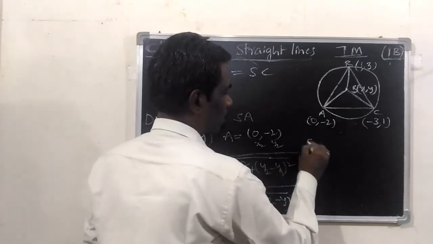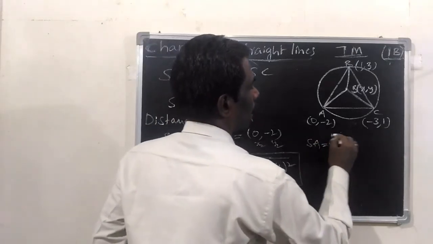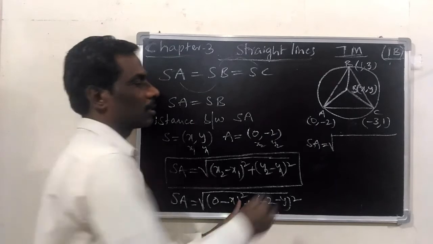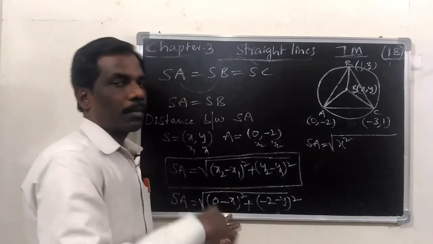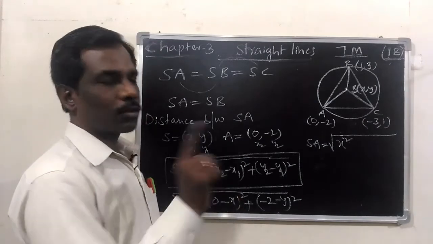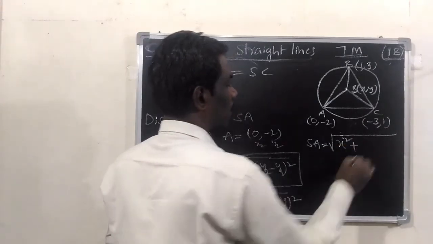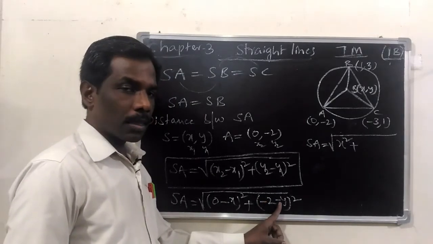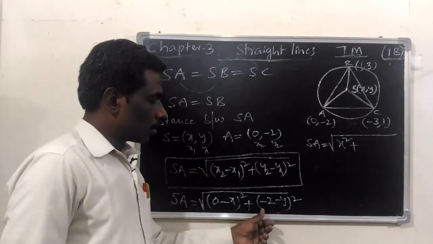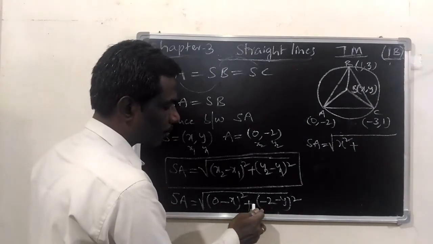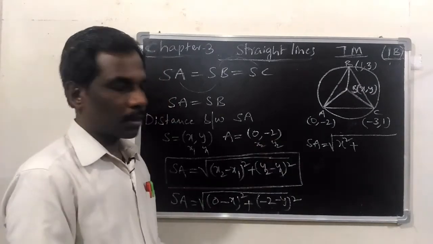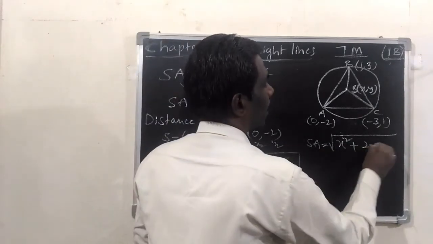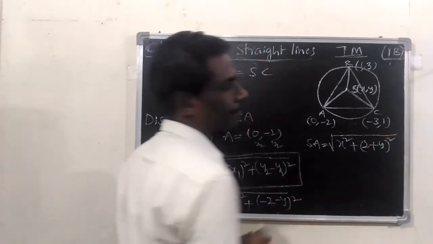So SA is equal to under root of 0 minus x is minus x, whole square is x square, because minus square is a plus. Write x square, and write this plus. Here 2 has a minus symbol and y also has a minus symbol. Take minus common. So then minus of 2 plus y whole square. That minus square is a plus. Then 2 plus y whole square is left.